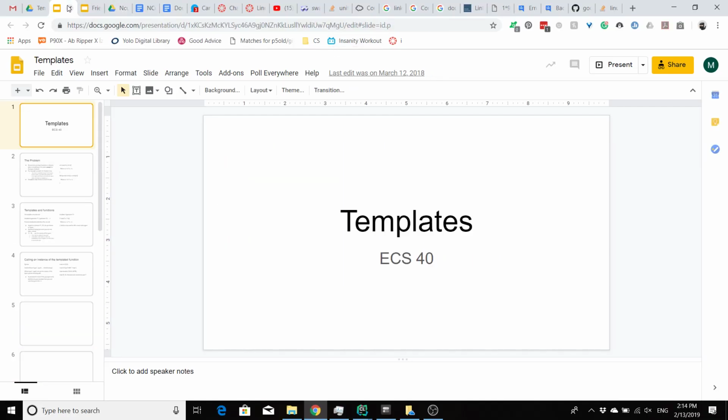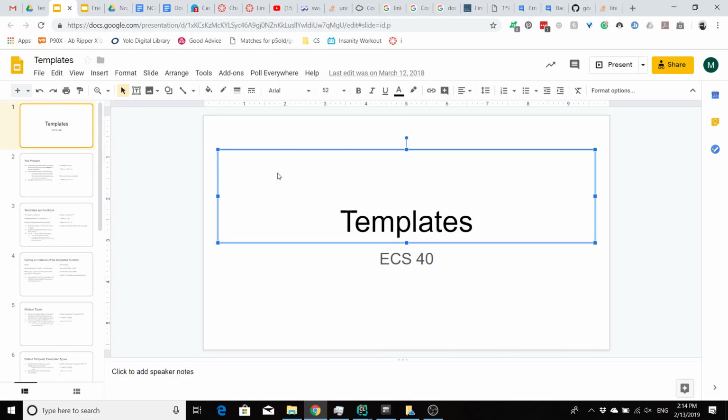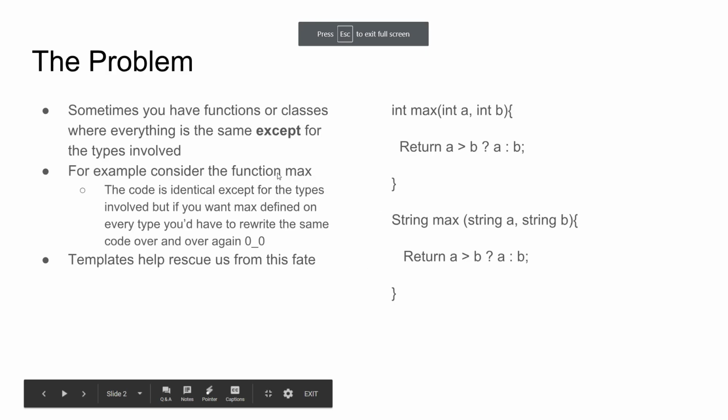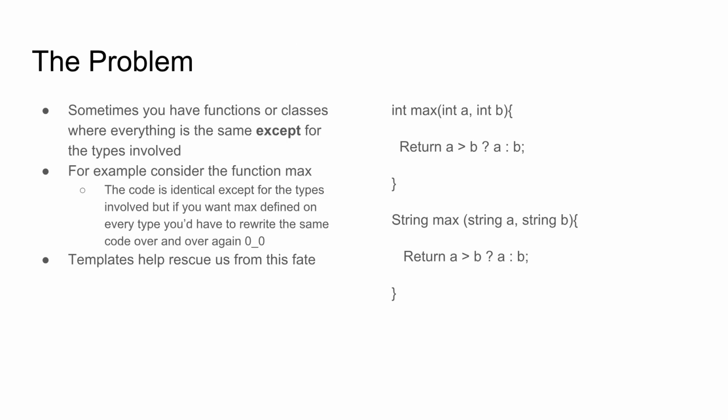So then let's talk about templating. Sometimes when you're writing code, you've probably found the problem where you want to do the exact same thing to two different variables, but the only reason that you can't make them pass to one function is because the types are different. For example, you might want to be able to find the max of two integers and also want to be able to find the max of two strings, right? The code here is identical except for the types. There's no difference there except one accepts strings and one accepts integers.